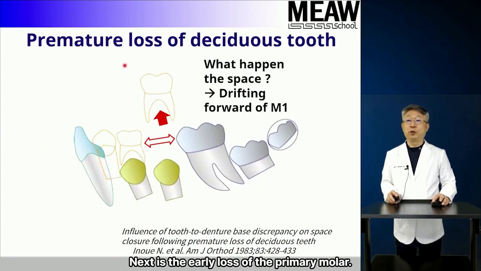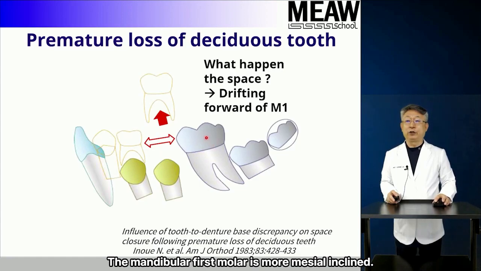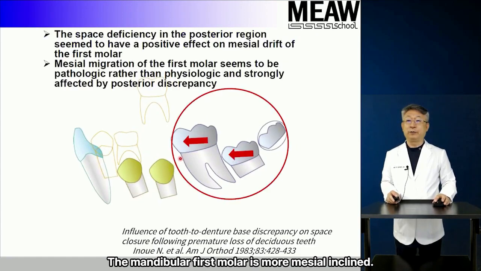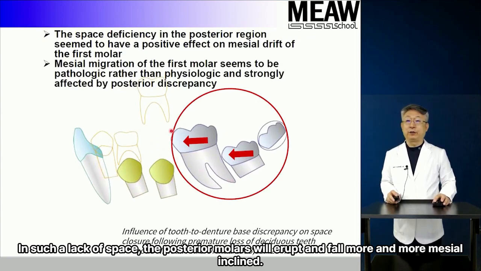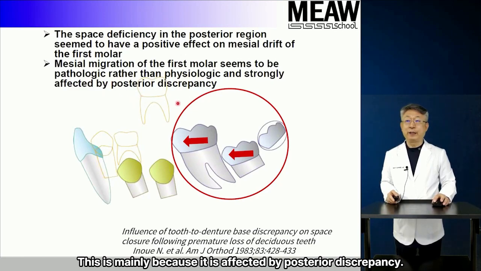Next is the early loss of the primary molar. As the permanent teeth erupt, the primary molars are lost. What if they are lost early? The mandibular first molar is more mesially inclined. In such a lack of space, the posterior molars will erupt and fall more and more mesially inclined. At this time, most of the mesial inclination of the mandibular first molars is a pathologic rather than physiologic problem. This is mainly because it is affected by posterior discrepancy.